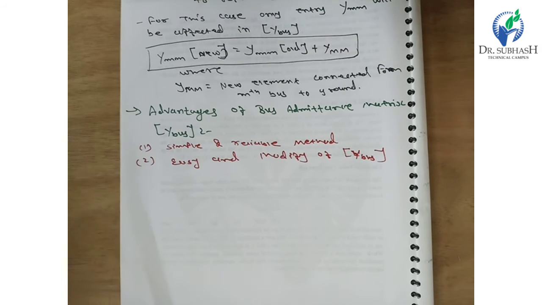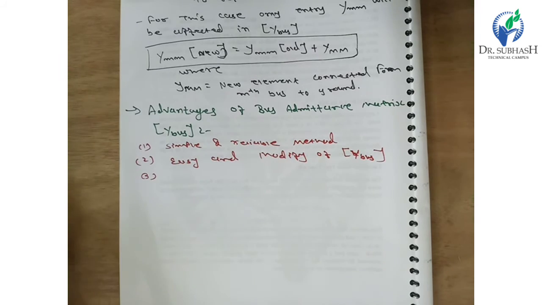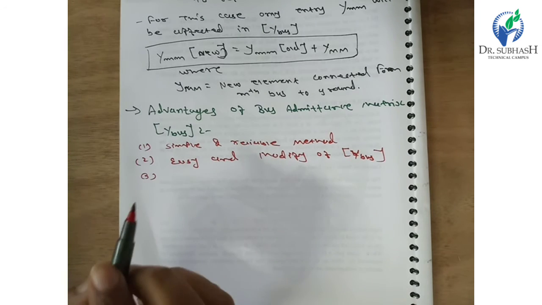The third one is that the bus admittance matrix is a sparse matrix. We know that the bus admittance matrix is a sparse matrix. Sparse matrix means most of its elements are zero. Thus the memory required by the computer is very less. For a large power system network, more than 90% of its off diagonal elements are zero. So it is very important.